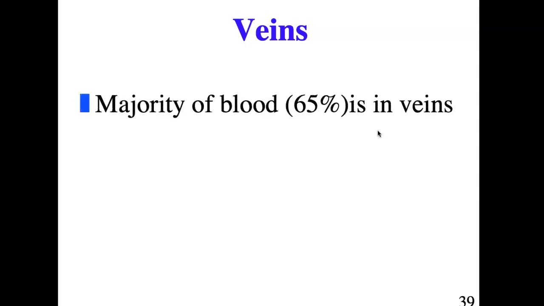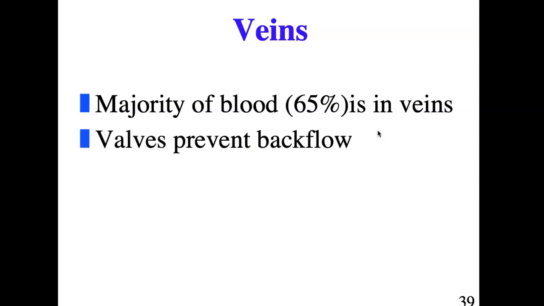Let's go to veins now. Learn a little bit about veins. The majority of the blood is in veins, about 65%, and a very important anatomical part of veins is that they have valves, and valves prevent backflow. Very important. Imagine if we didn't have valves, we would probably have blood pooling in our limbs, in our extremities, in our ankles, because blood in a vein is going to be at a lower pressure, and it has to flow against gravity back up to the heart. So it is a difficult feat.